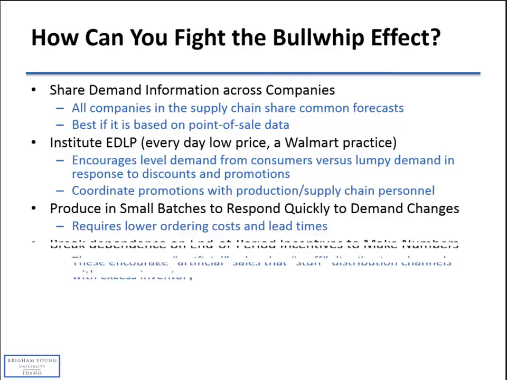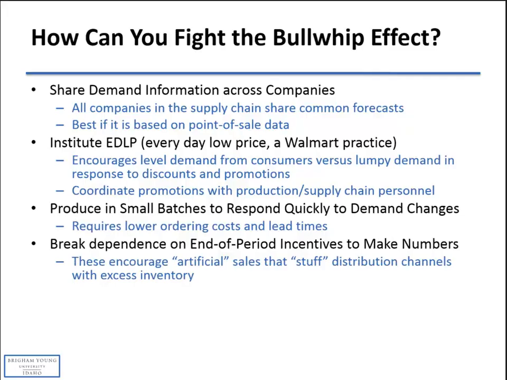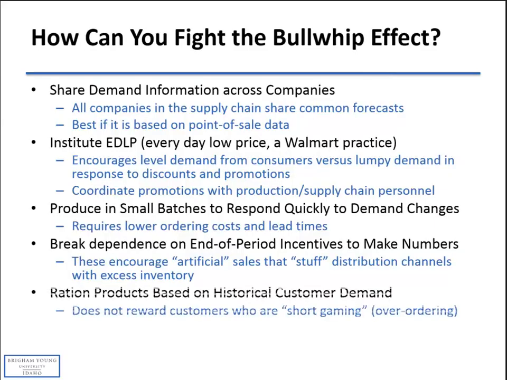Another practice is to break the dependence on end-of-period incentives to make numbers. These incentives, for example, quarter-end or month-end incentives given to a sales force, encourage artificial sales that stuff distribution channels with excess inventory that then must be worked down in a future period.